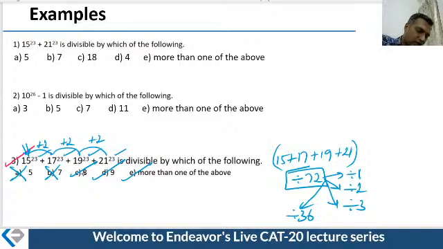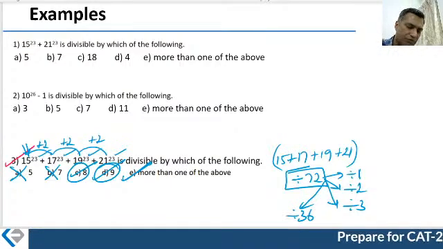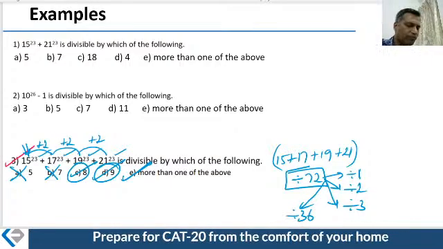All right, because it is divisible by C and D, your answer becomes E, more than one of the above. Sometimes they might write all the factors of 72 and create the answer choices, all of the above. Fair enough, that we can navigate. That should not be a problem to us, right?